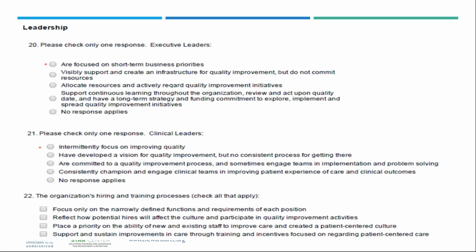So it's a range there, or that you just don't know. So with clinical leaders, again, a range, intermittently focus on improving quality all the way down to consistently championing quality. And the last one on this page is the organization's hiring and training processes. And again, for this one, you can check all that apply and just some characteristics of how you hire and train.